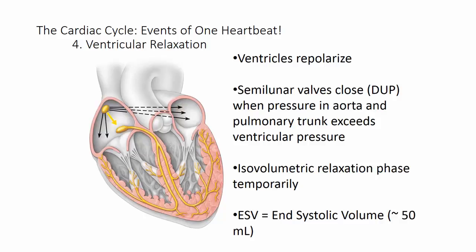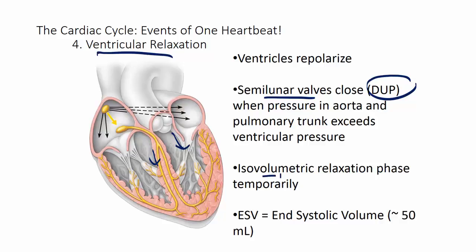All right, so the last part is ventricular relaxation. So now the ventricles will repolarize, okay, and then they're going to start to relax. And so the second sound, the dup, is when those semilunar valves close. And this happens when the pressure in the aorta and in the pulmonary trunk exceeds the pressure in the ventricle. So now you force the blood up, and as the heart starts to relax, the blood kind of wants to fall back. And so now there's higher pressure in the aorta and the pulmonary trunk than there is in the ventricle. So as it's falling back, it closes those semilunar valves, okay?